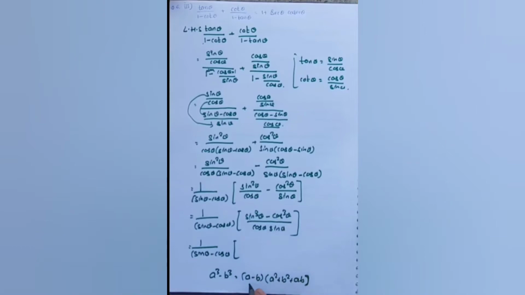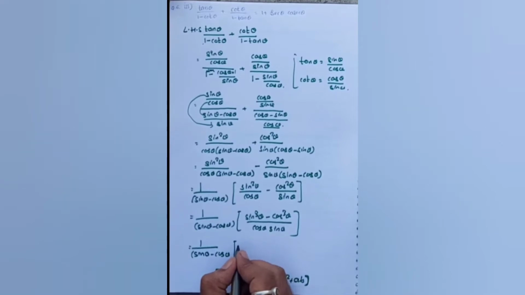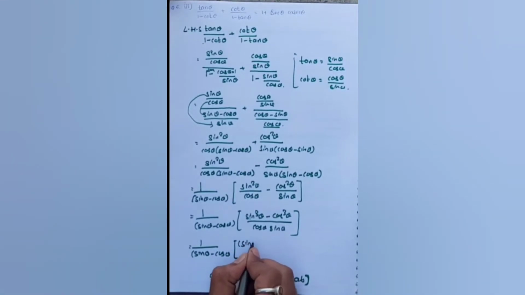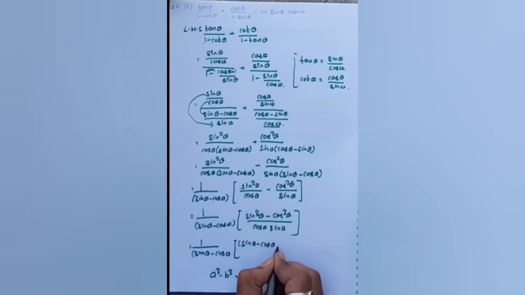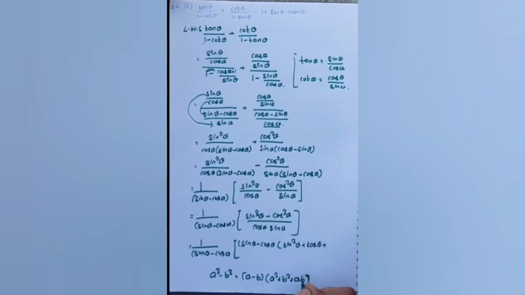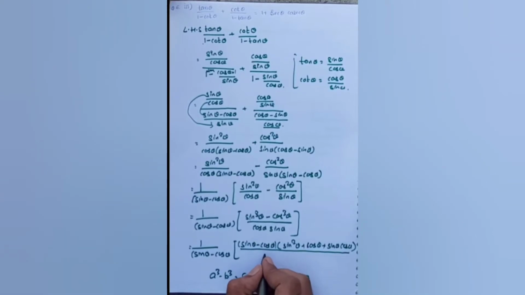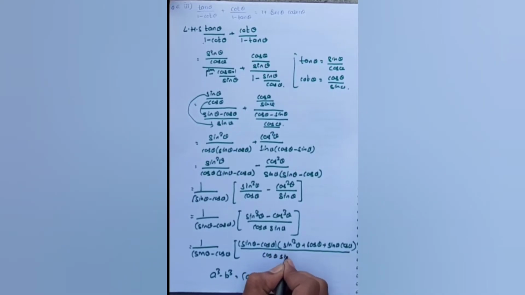So a cube minus b cube, the formula is (a minus b)(a square plus b square plus ab). So a minus b means sin theta minus cos theta, and a square plus b square means sin square theta plus cos square theta plus ab, sin theta cos theta, right? So this is divided by cos theta sin theta as it is.